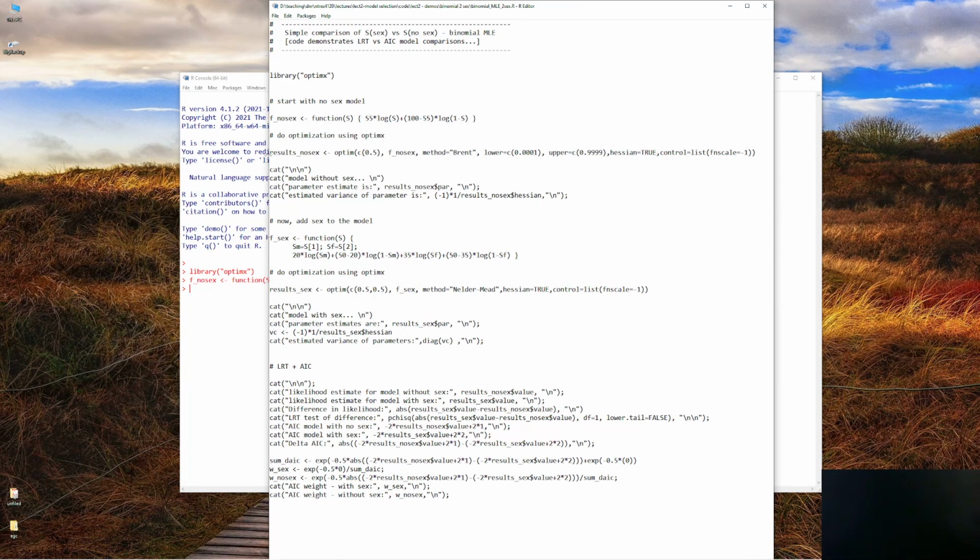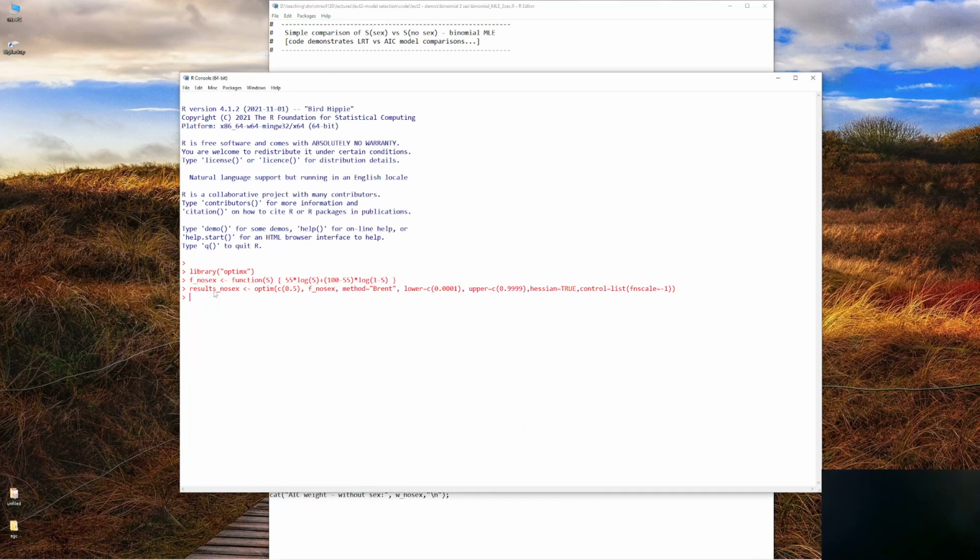Okay, and what are the actual results? What are the parameter values? So I'm going to go ahead and run this, and again, this should start to look a little familiar. We did the same thing for the coin flip. I run that, and there's my results. So results no sex is what I called it. So let's just look at it. Results no sex, and remind ourselves what comes into the results.